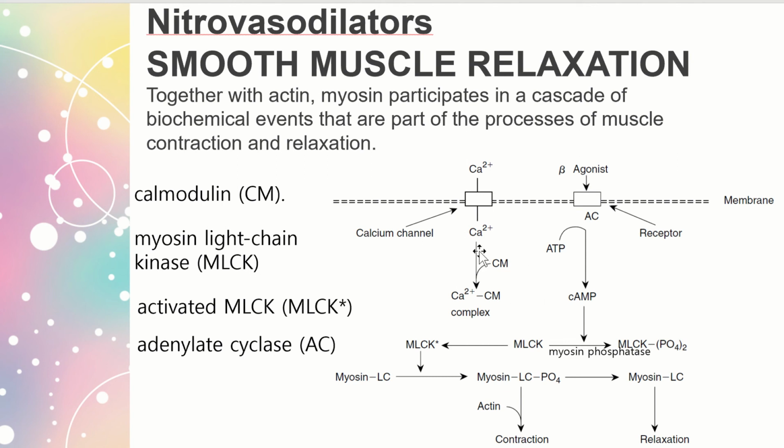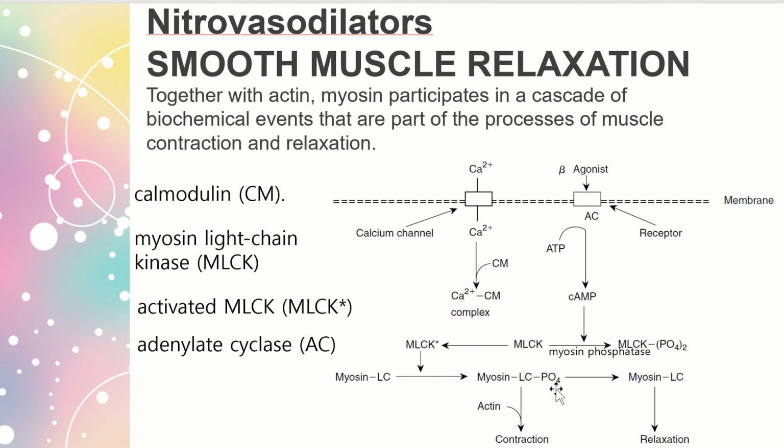So clearly there are a series of reactions. You have the calcium channel, the calcium enters, it forms a calcium calmodulin complex, which then activates your MLK, and your MLK is your myosin light chain kinase. It is activated, that is the star there, by the calcium calmodulin complex, and it therefore phosphorylates myosin LC, which is myosin light chain. It is phosphorylated, and then in the presence of actin, we have contraction.